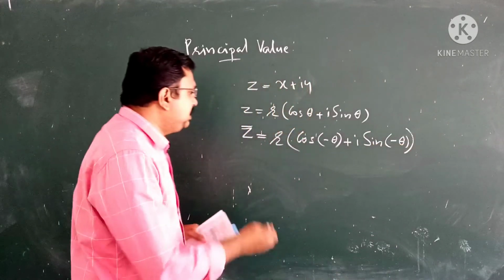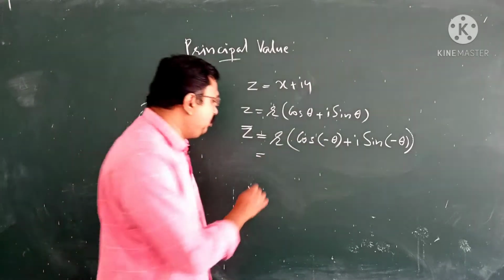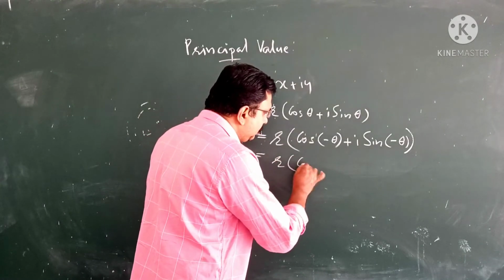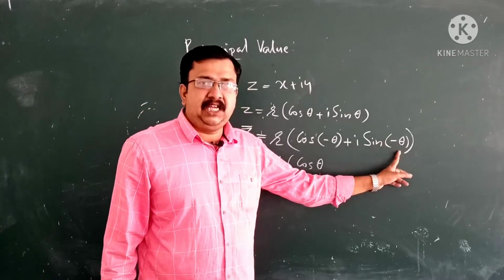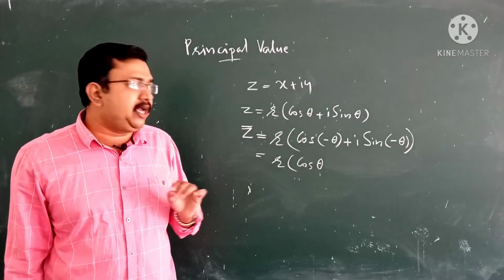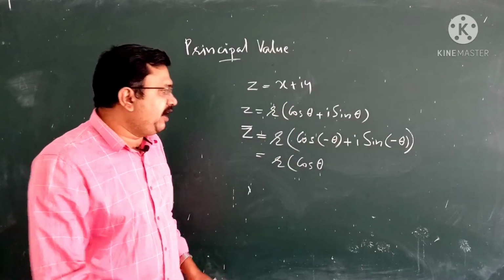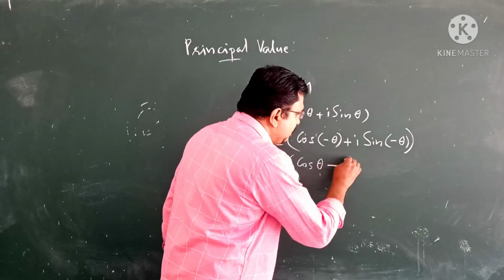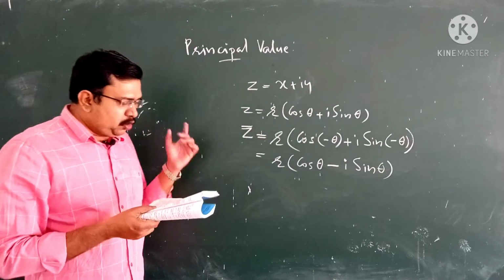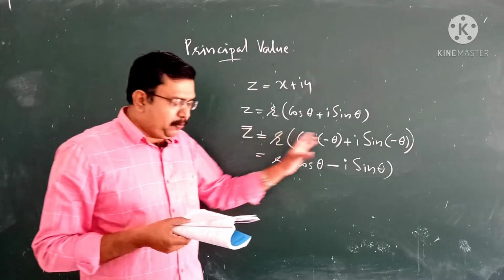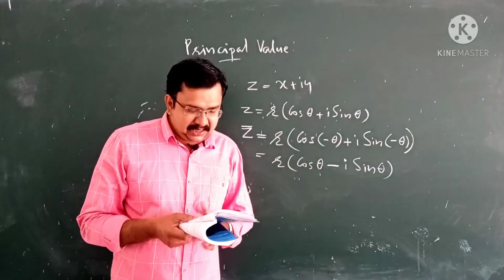Okay, that is equal to, we know that cos minus theta is cos theta. Therefore, it will become r into cos theta. Next, sin minus theta is minus sin theta. Okay, remember that sin of minus theta is minus sin theta. Therefore, this will become minus i into sin theta. Okay, that is the conjugate of z in polar form. That is, z bar equal to r cos theta minus i sin theta.